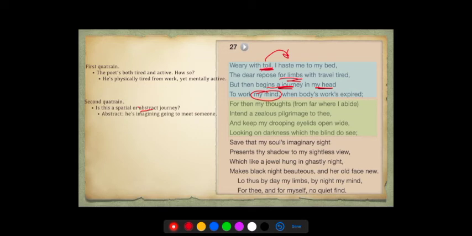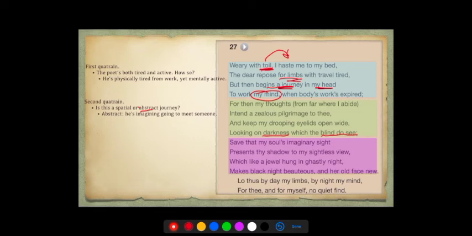He's imagining going to meet someone, right? I'm going on a zealous pilgrimage to thee, to you, heading to you. And it's keeping his eyes open. He can't keep them closed. And he's only looking on darkness, which the blind do see. So he doesn't see anything yet, right? But his eyes are open.